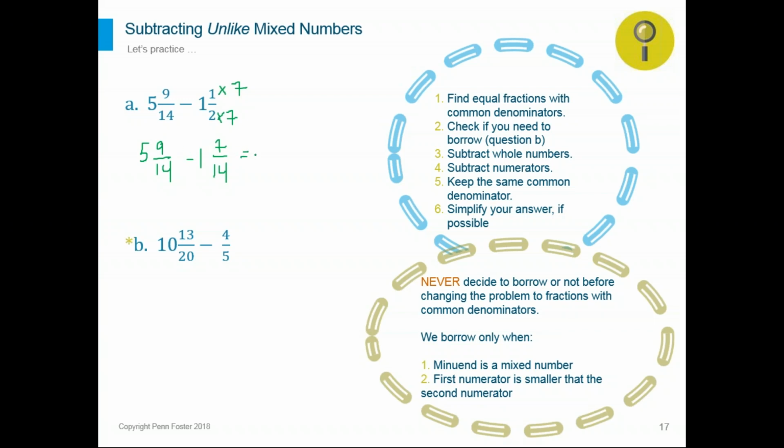So 5 minus 1 is a 4. 14 will stay. 9 minus 7 will give you 2. This is not the simplest form. Divide over 2 and divide over 2. Then 4 and 1 over 7 is the final answer.